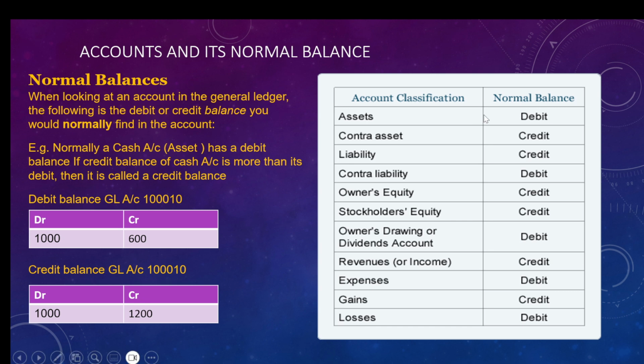Okay. Now, similarly, there are so many other account categories, and what are its normal balance. A liability should have a normal balance of credit. An owner's equity should have a credit, and expenses should have a debit, and losses should have a debit. Gain should have a credit normal balance. So I just gave one example, so you can relate this and then understand what is the normal balance of an expense or gain or loss account.